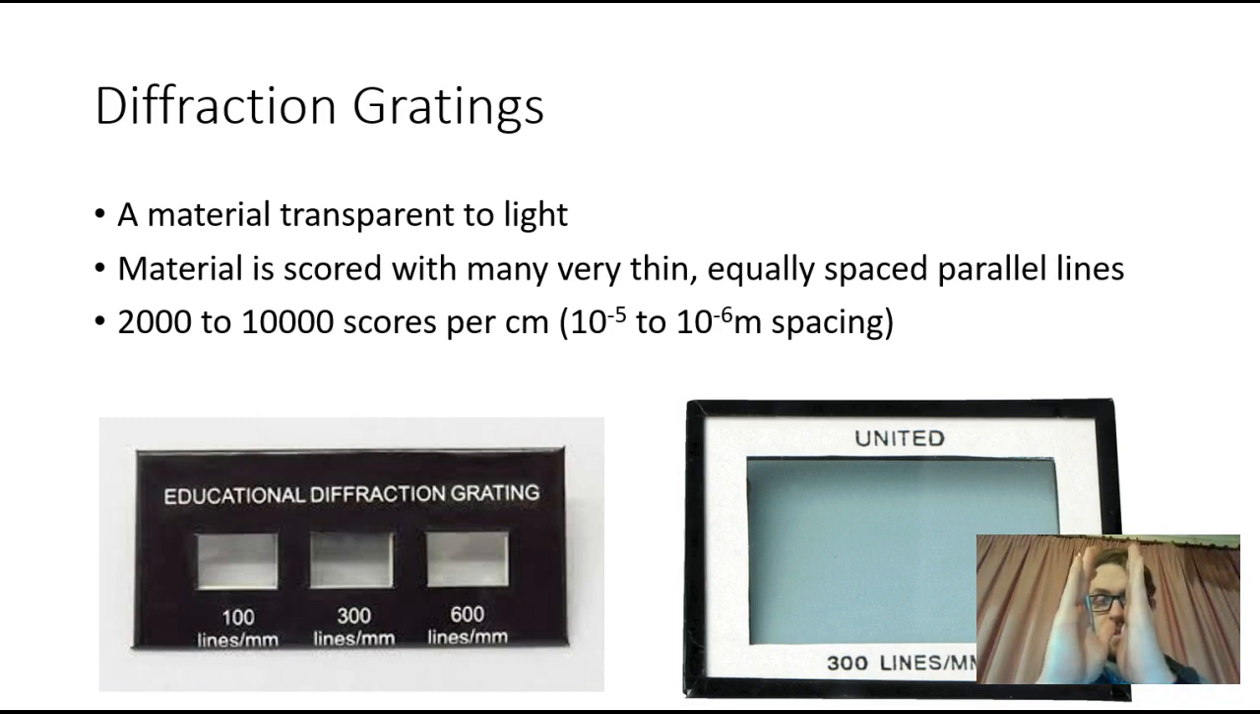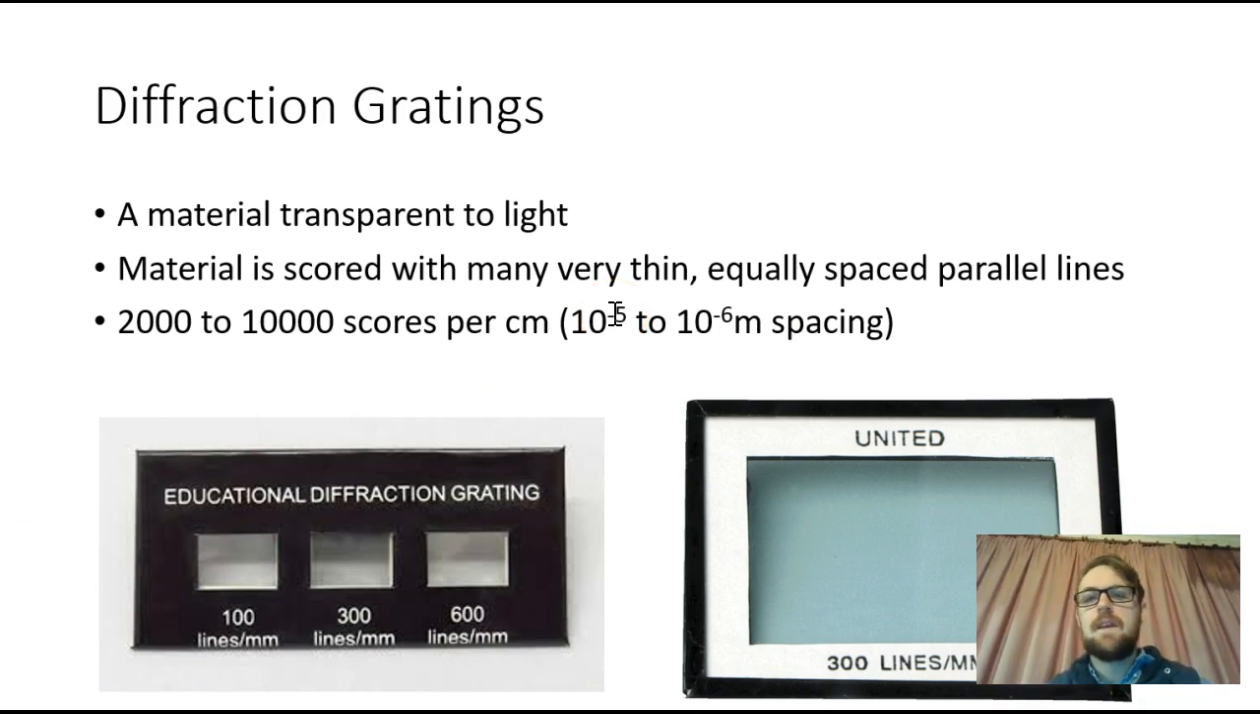We could see there were two slits there. This is a lot of them together, and they're so close together that you can't really see them. So you can see below on these images that you can't really see vertical lines. That's because they're so closely spaced together. And there's about 2,000 to 10,000 of these lines per centimeter.